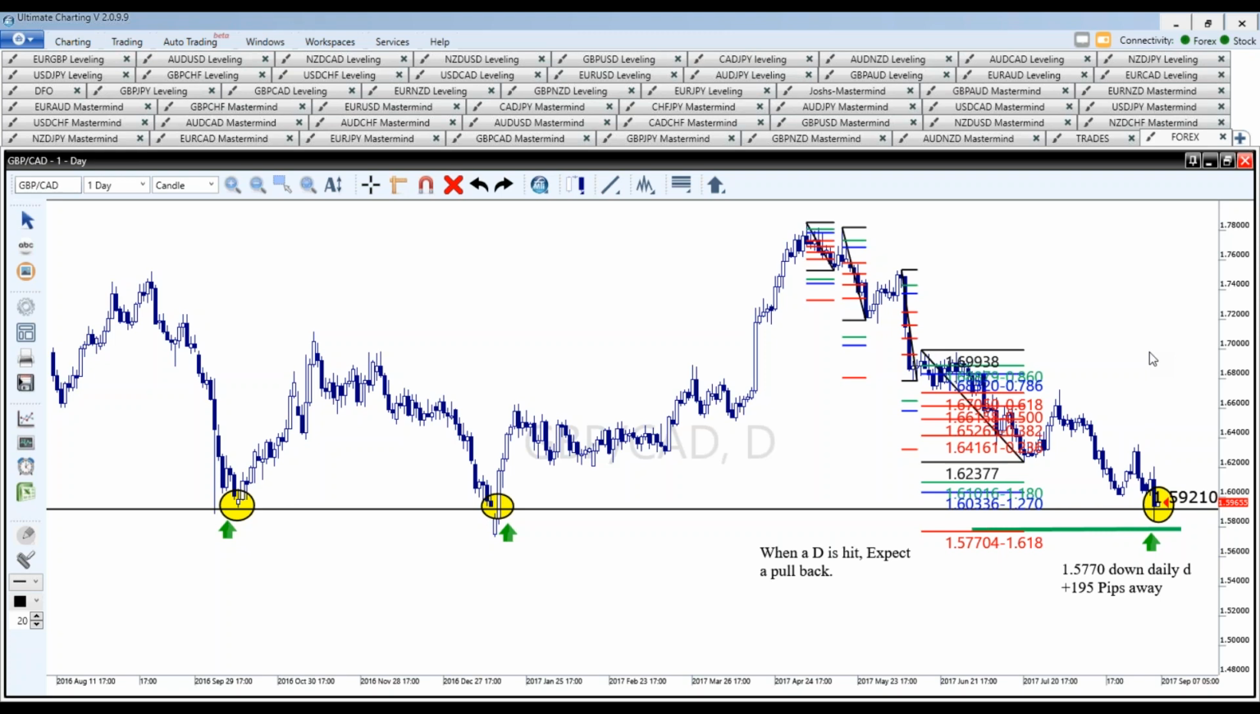So how would you like to approach this? How would you like to trade this? If you are going to trade this, what do we need to do? We need to be prepared for the market to fall 195 pips before we can buy.